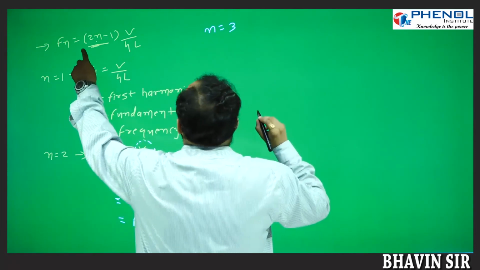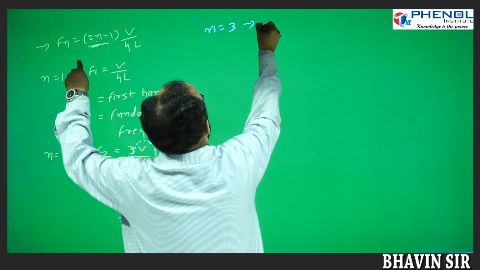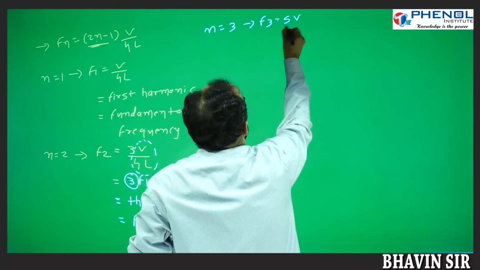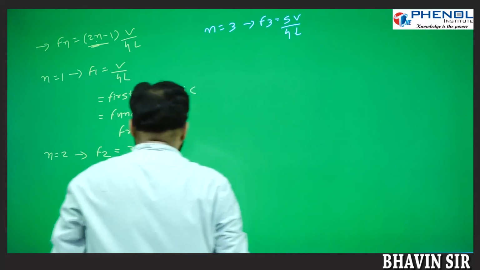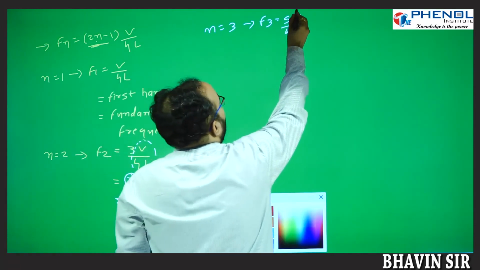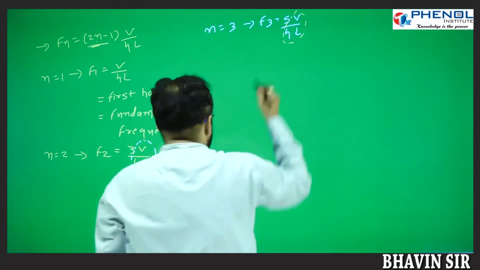If we take n equal to 3, then what? f3 is 2 into 3, 6, 6 minus 1, 5v by 4l. And v by 4l is what?